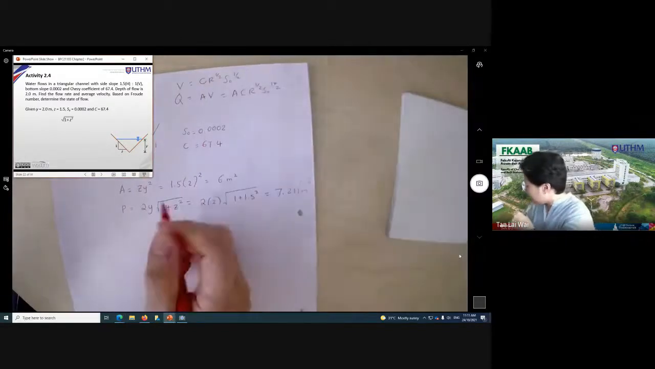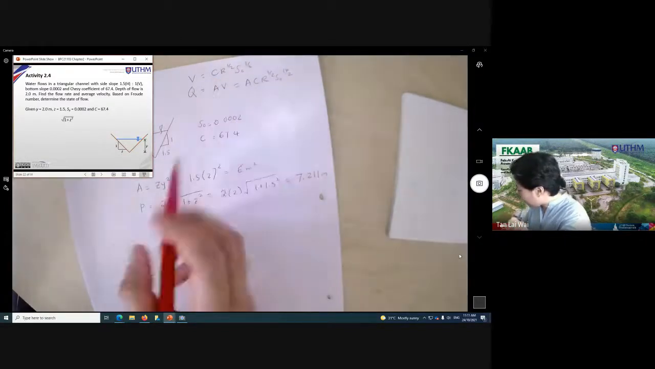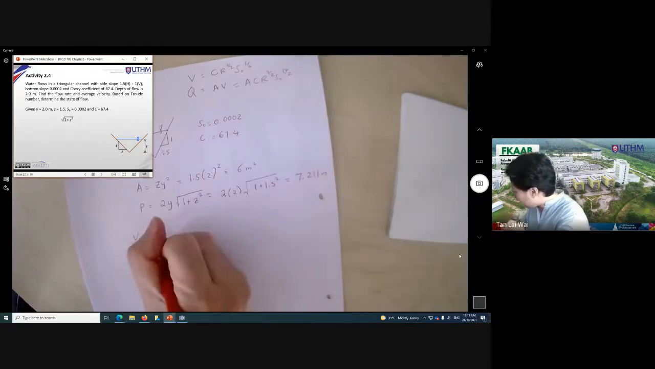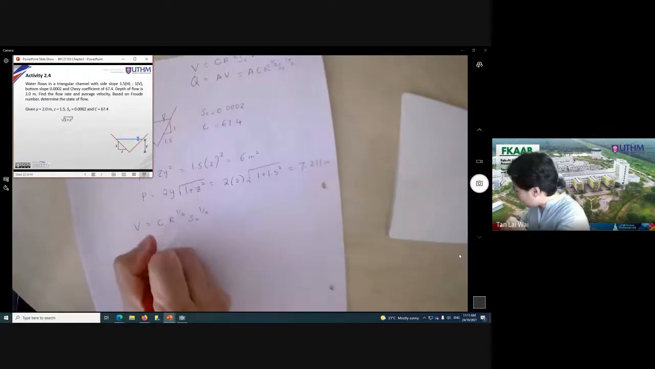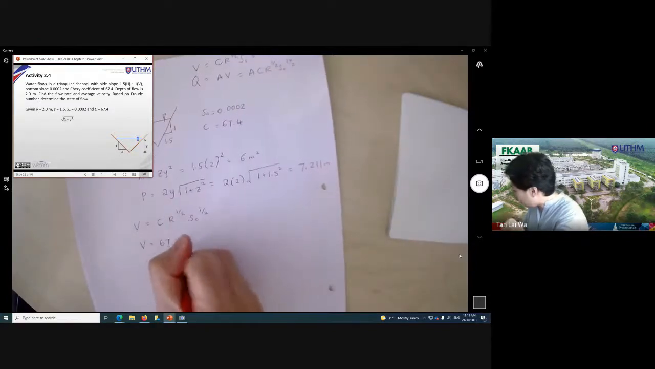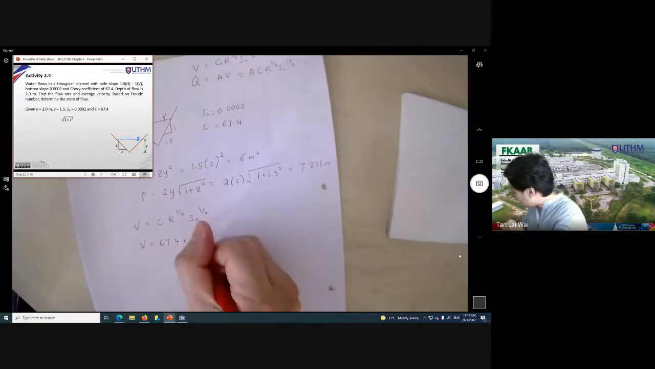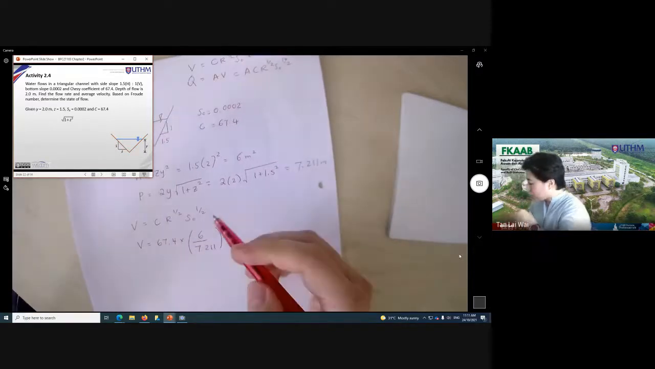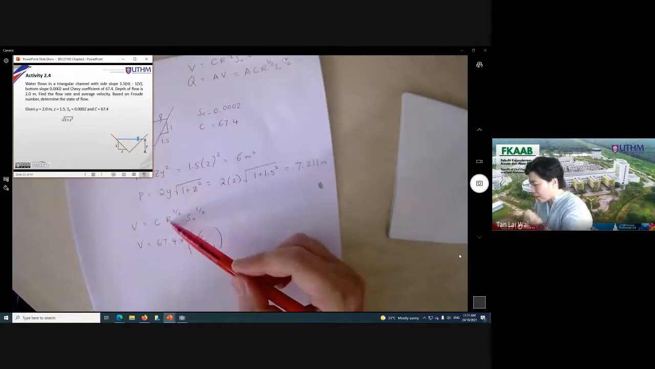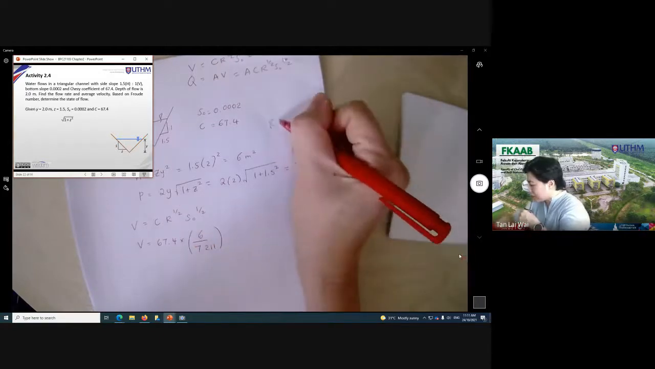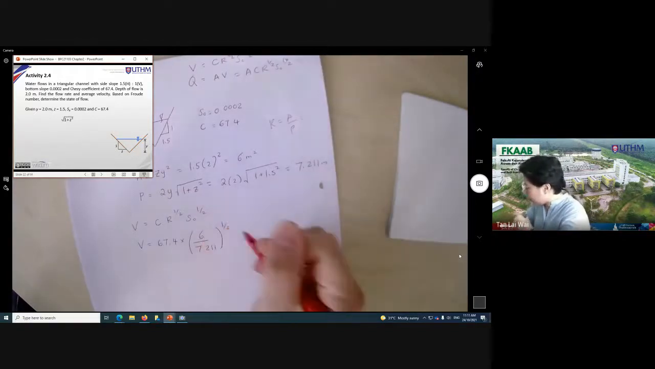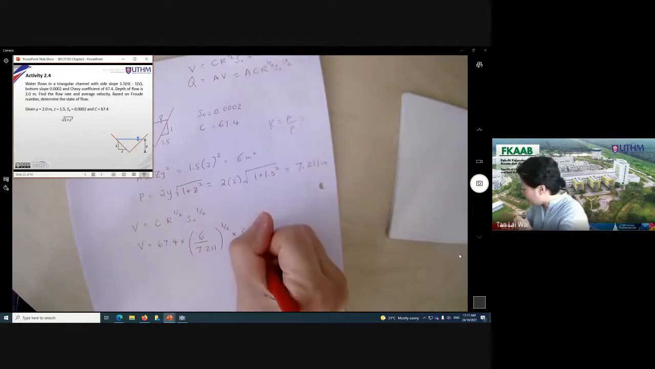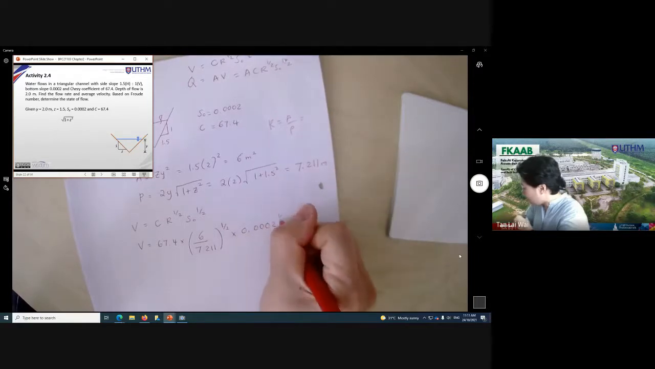Now, therefore, I can already solve for my velocity of flow. So I have C R to the power of half S naught to the half. Velocity is equal to 67.4 times my hydraulic radius, which would be 6 divided by 7.211. I don't mind if you solve the hydraulic radius first, then substitute the value here. It doesn't matter, or you can write it straight away. Times 0.0002 to the power of half.